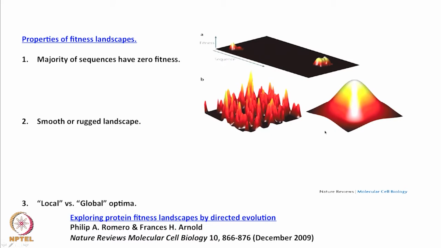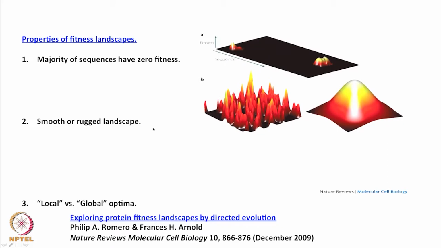Whereas in this case, no matter where I start on this sequence space, if I were to start from here, I am going to move up this hill and eventually reach the top. Similarly, if I were to start from here, I would still just acquire mutations and move higher in the fitness scale and eventually reach the same top. So irrespective of your starting position in this landscape, you eventually reach the same genotype, which corresponds to the maximum fitness in this local structure.